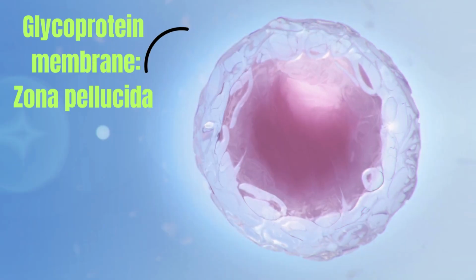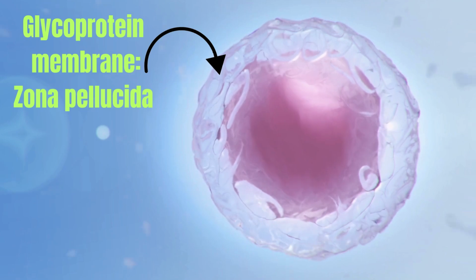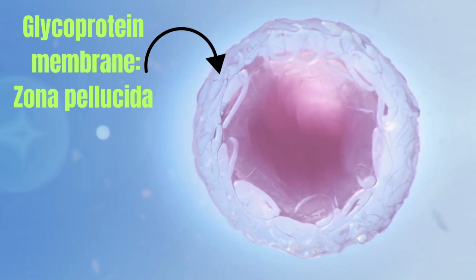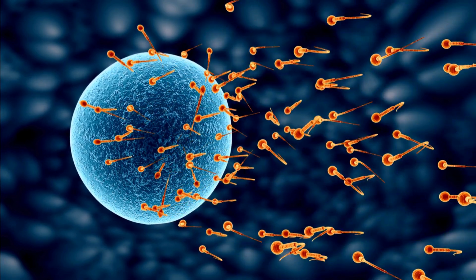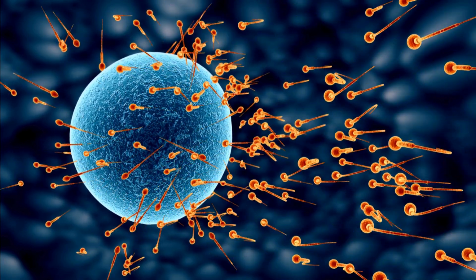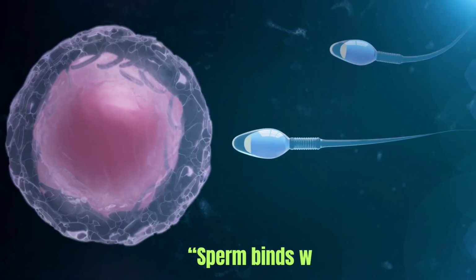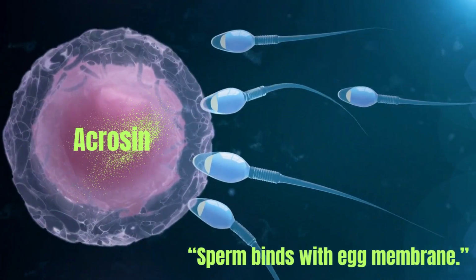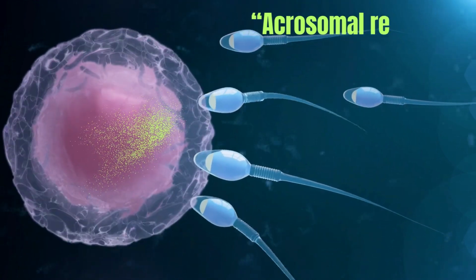The egg is surrounded by a glycoprotein membrane called Zona Pellucida, which attracts sperms for fertilization. So the first step of fertilization is attraction of sperms by Zona Pellucida. When the sperm reaches the egg, the sperm binds to the membrane of the egg. After this, the sperm releases certain enzymes from the acrosome, which help in penetration of the egg. This is known as acrosomal reaction.